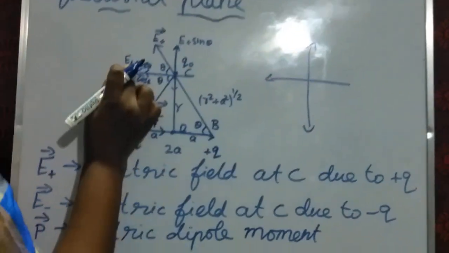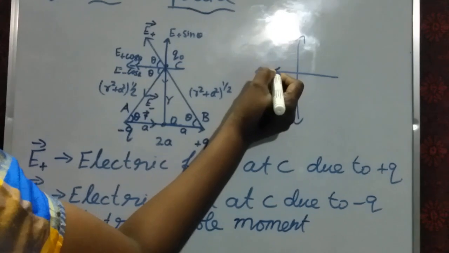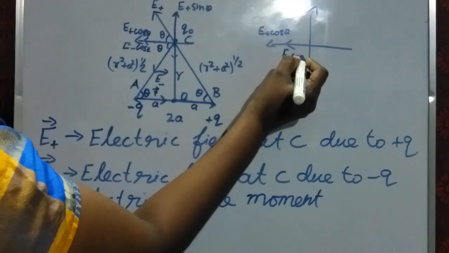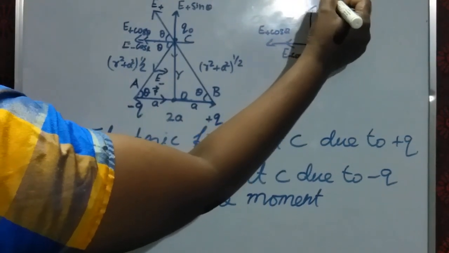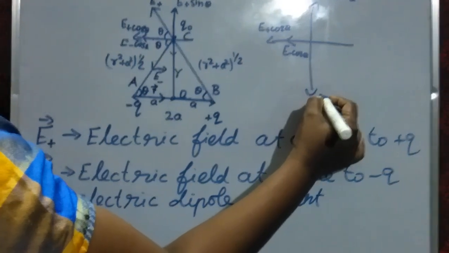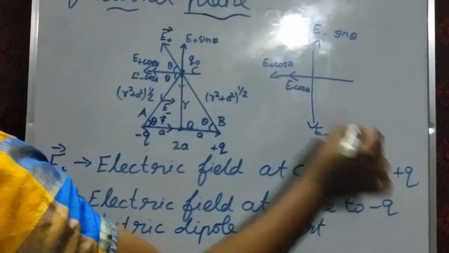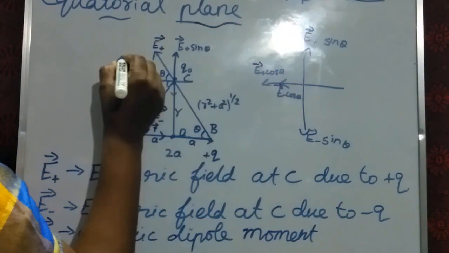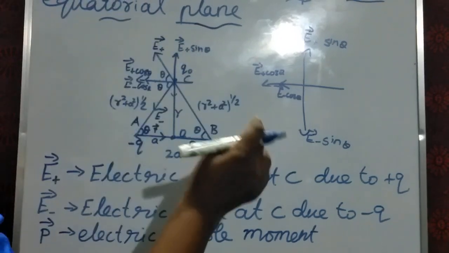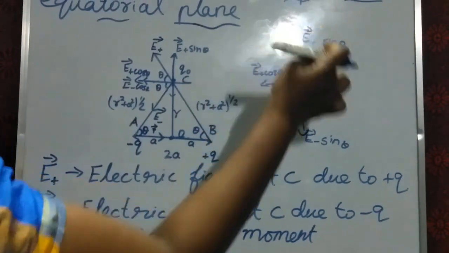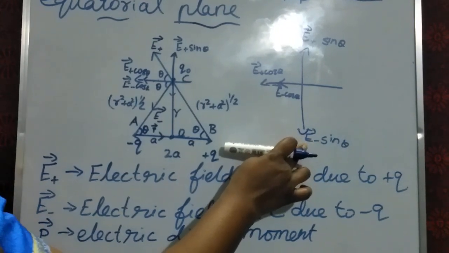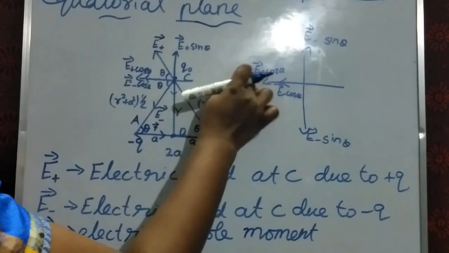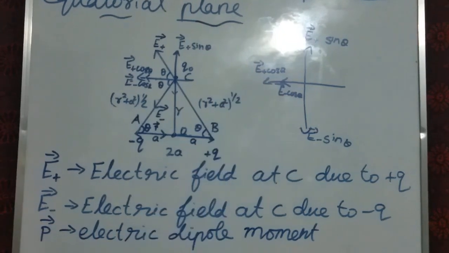In this direction, there are two electric fields, E plus cos theta and E minus cos theta. This one is E plus cos theta. This one is E minus cos theta. And this one is E plus sin theta. This one is E minus sin theta. All are vectors. Now, the values of E plus sin theta and E minus sin theta are equal and opposite, so they cancel each other. Now we are going to add E plus cos theta and E minus cos theta.